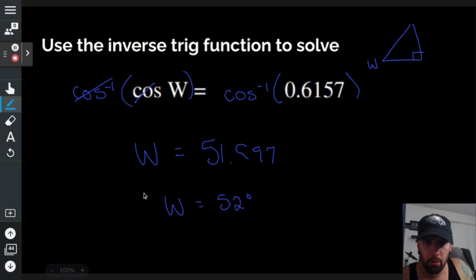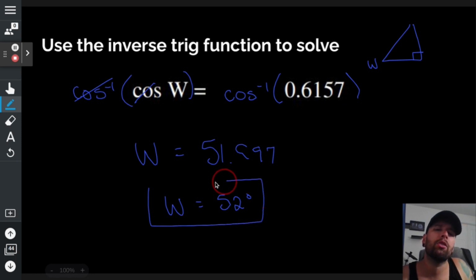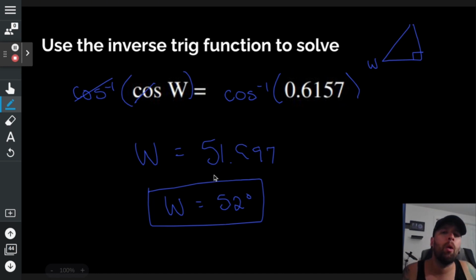Remember, whenever we take the inverse sine to solve, we are finding an angle measurement. That's the goal. That's the point. If for some reason you didn't get 51.997, it's because your calculator is set to radians. Set it to degrees. Okay? Done.